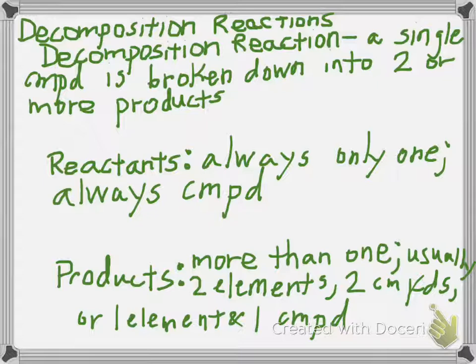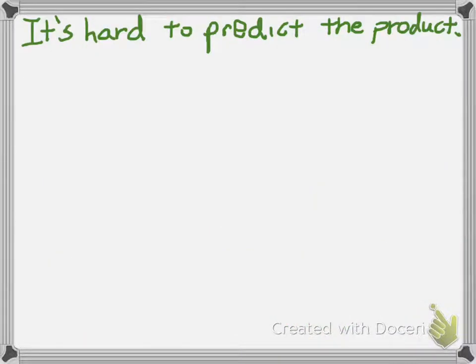Okay, so a decomposition reaction, a single compound is broken down into 2 or more products. In terms of the reactants, we always only have one reactant, and it's always a compound. In terms of products, we're always going to have more than one, so we'll have 2 or more products, and those products can be 2 elements, they could be 2 compounds, they could even be an element and a compound. And because of that variability in the products, it is hard to predict the products of decomposition reactions.